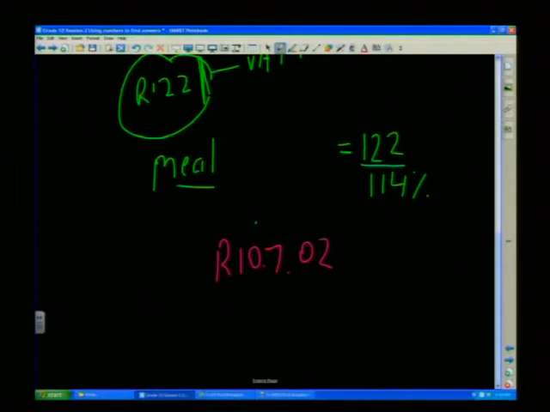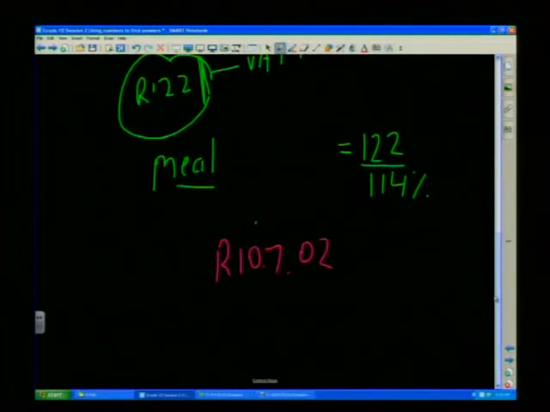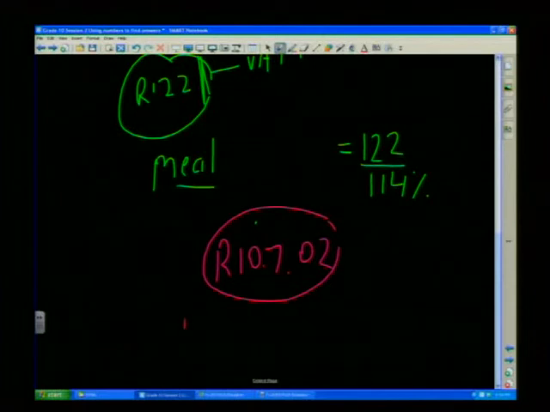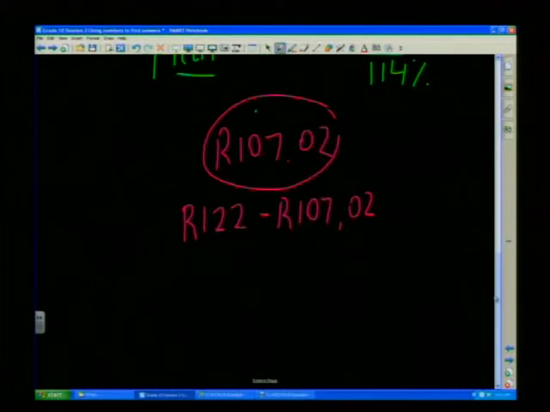Have I answered the question? Let's go up and check what the question was. The question was, how much VAT did you pay? That was excluding VAT, but I paid 122 Rand minus this 107 Rand and 2 cents. So the balance is basically my VAT.